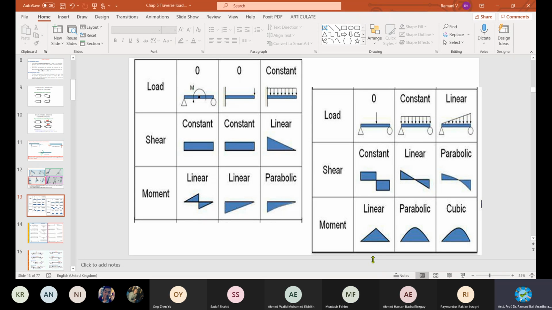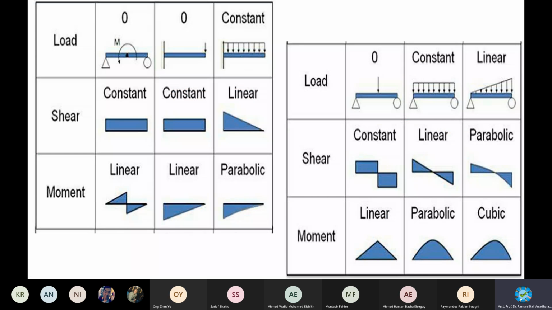I go again. Please see whether the slide is shared. Slide is there, right? Okay. If not, you tell me. Okay, let's move on to this one.